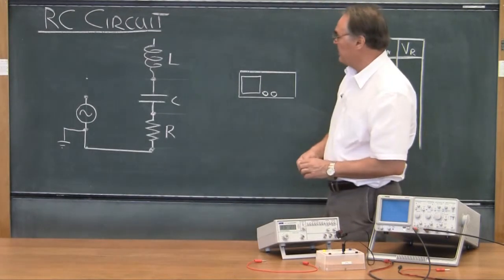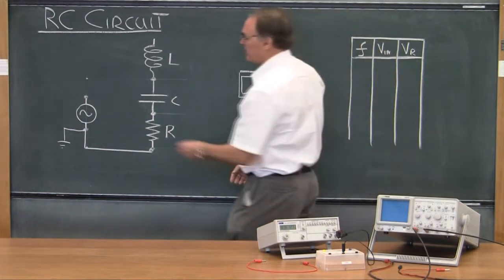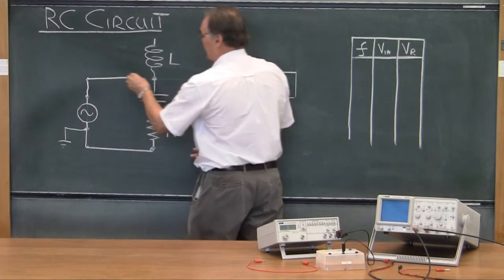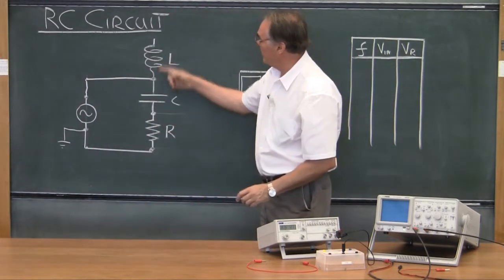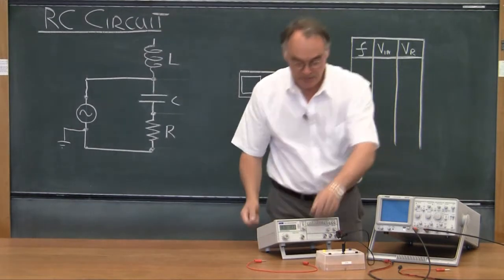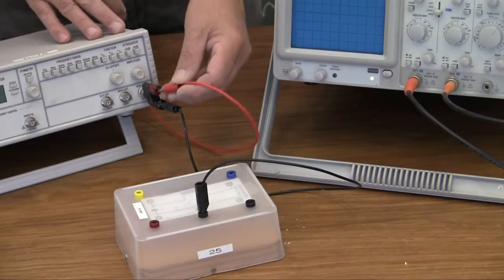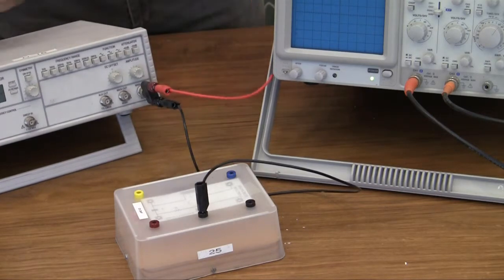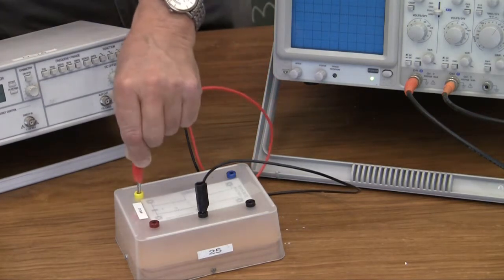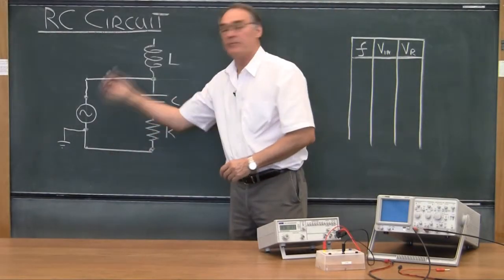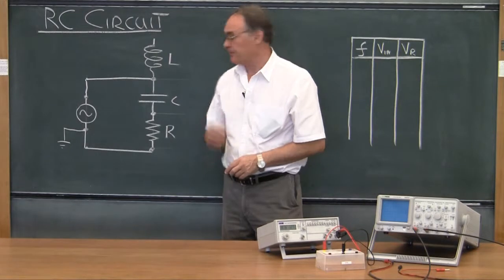The second part that I'm going to do is I'm going to connect from this side, which is the red terminal, around to the point which is in between the inductor and the capacitor. In other words, that point over there. So I'm going to go from the red side of the function generator to the point between the inductor and the capacitor. Really simple. So there's the primary circuit.